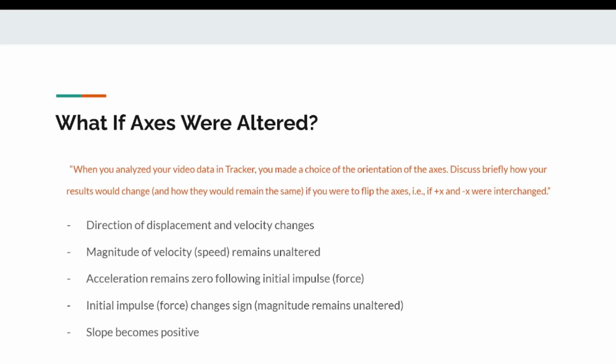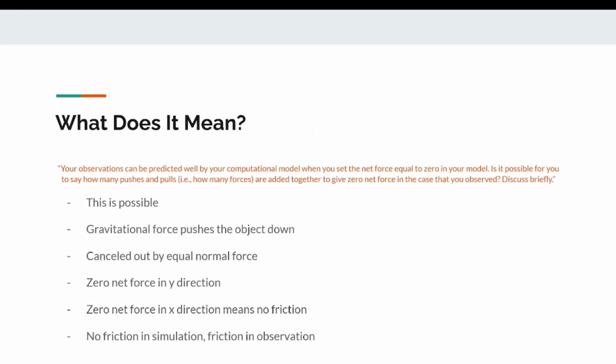The initial impulse slash force would change signs, however, because it's pushing the object in a different direction from the origin because of the plus and minus being changed. However, the magnitude of that force would remain unaltered. Slope would become positive because right now it's negative, so it has to become positive.